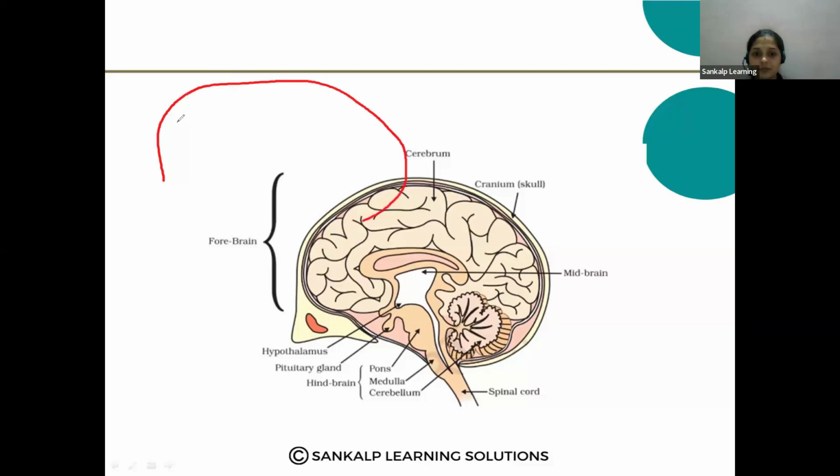Then like this you can add the midbrain structure. Practice this diagram. Try to draw this now. Try to draw it, and if you don't know how to draw this diagram, practice it.